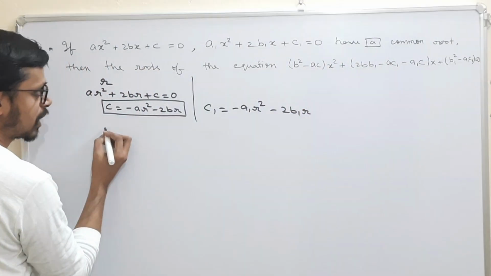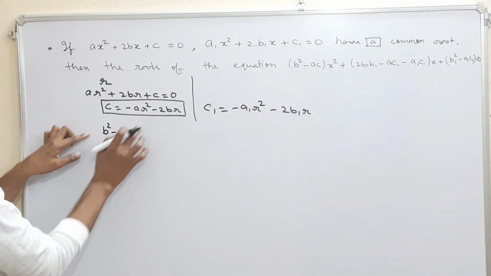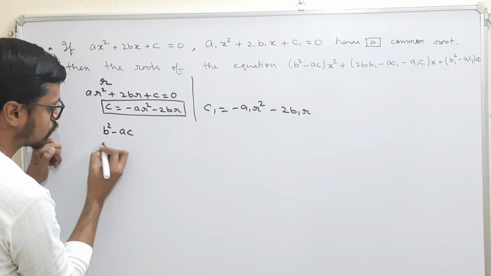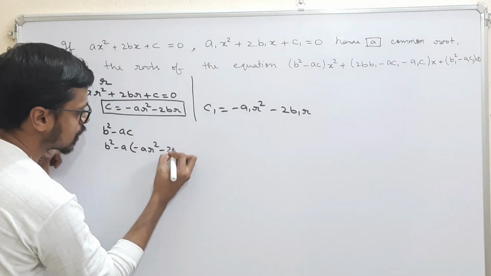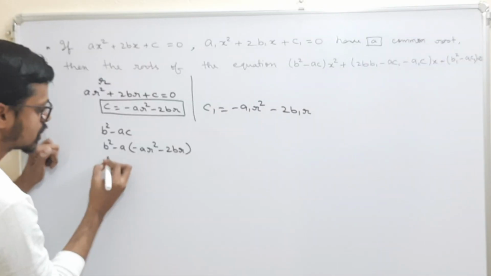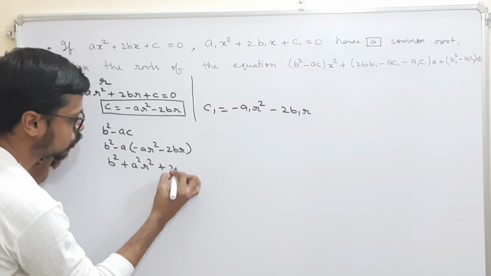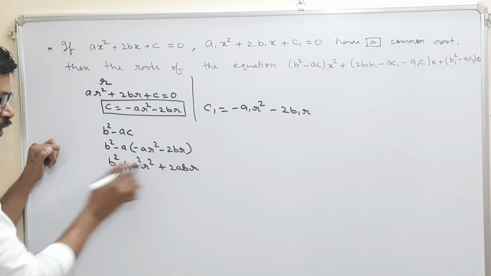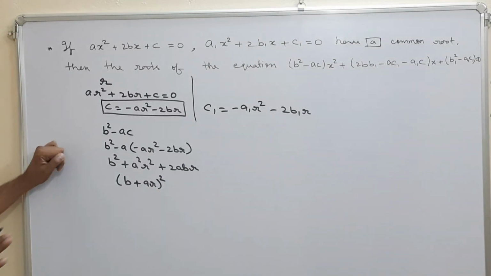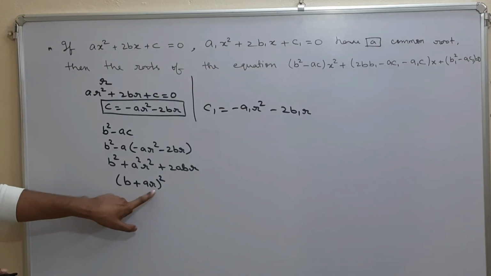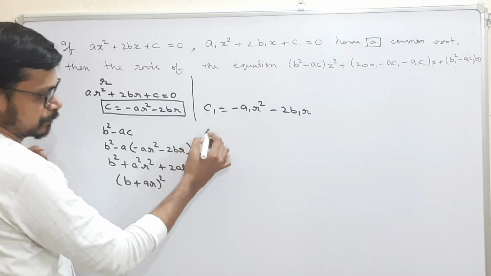So first one is b square minus ac. We are taking the coefficient of x square, b square minus ac, and the c value is given, that we will substitute here. So it will become b square minus a times c, where c is minus ar square minus 2br, correct? If we solve this part, it will come b square plus a square r square plus 2abr. And if you see it carefully, it is nothing but b plus ar whole square. Can we write it like this? Because b square plus a square r square plus 2bar will come.